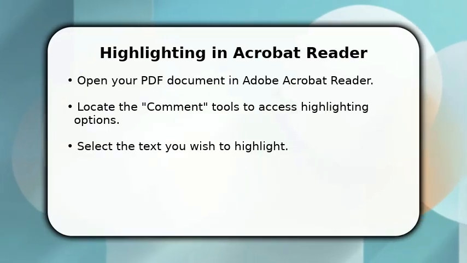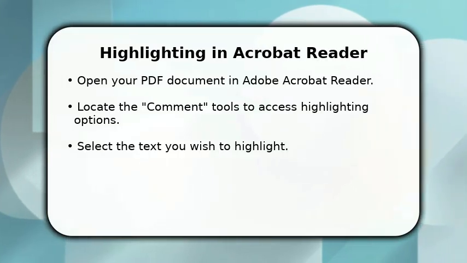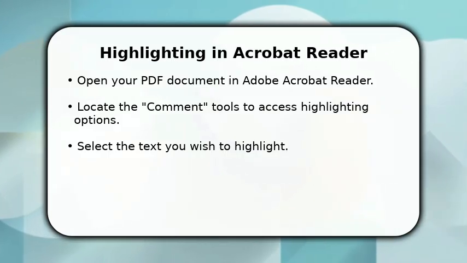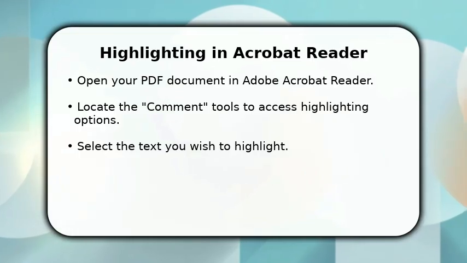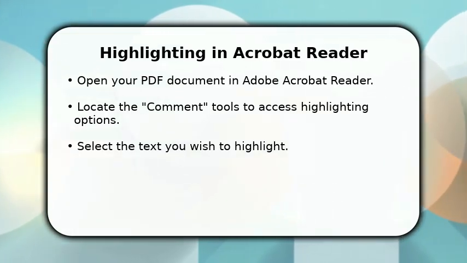In this video, I will explain how to use the highlighter in Adobe Acrobat Reader. First, open your desired PDF document. Navigate to the comment tools, usually found on the right-hand pane or under the Tools menu. Once the comment tools are visible, simply select the text you wish to emphasize.